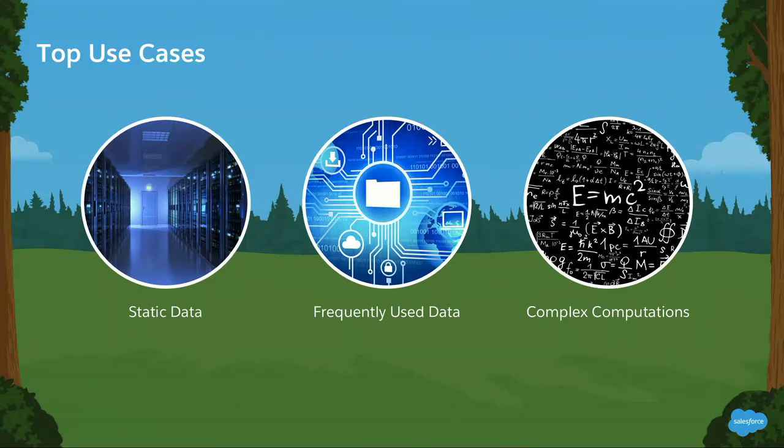Frequently used data. If you use the data frequently, you want to store it so that you can refer back to it often. And complex computations. The reason we want that is because it's not just storage that we're thinking of. When you're doing complex computations, there's a lot of CPU power and infrastructure going into that calculation. If you were to store that in the cache, it would be a lot faster, and it would also save more infrastructure resources for other uses.